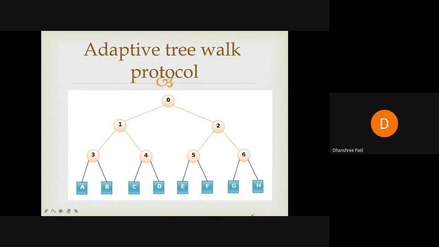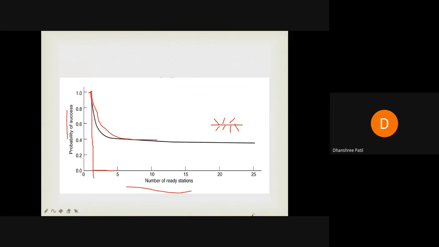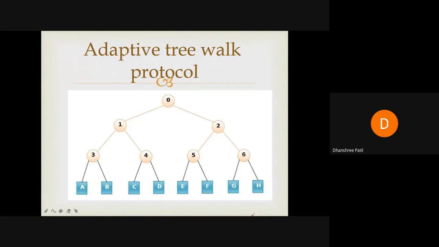Adaptive tree walk protocol. This is also one type of strategy which is used for the limited contention protocol. Again here groups are made. For example, say 0, 1, 2, 3, 4, 5, 6 are the groups and these are the stations A to H.